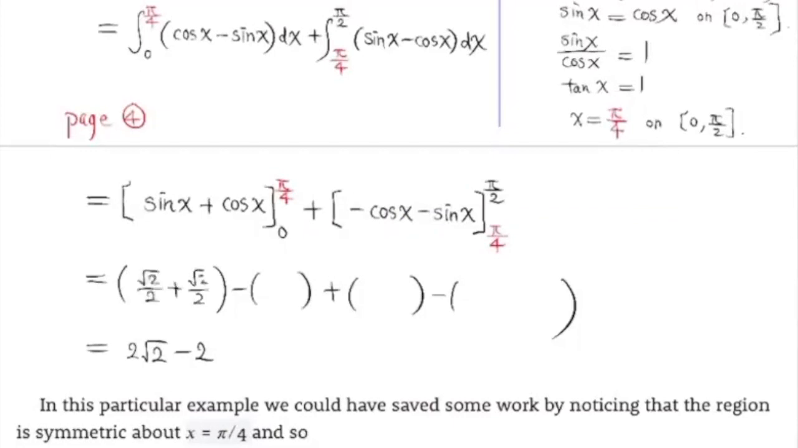So substitute π/4, we got this. Substitute 0, we got this. Substitute π/2, we got this. Substitute π/4, we got this. Now, when you simplify this, we got 2 square root of 2 minus 2.